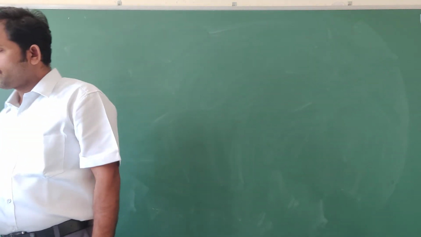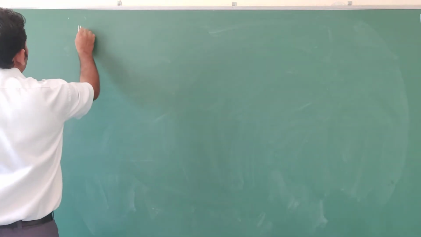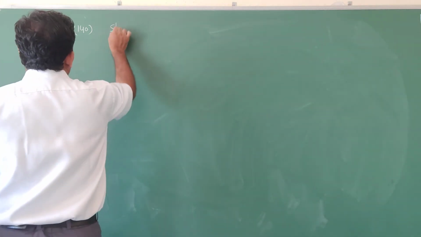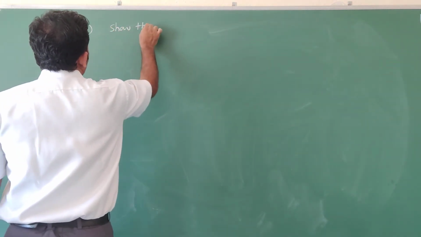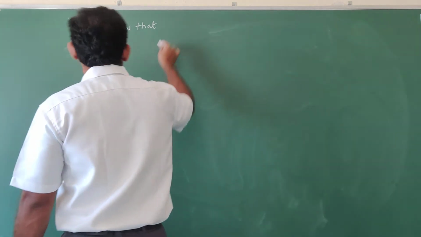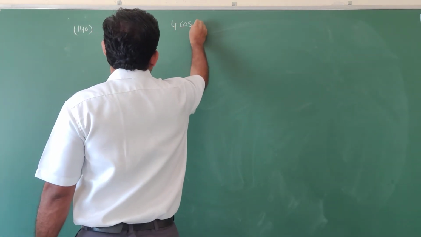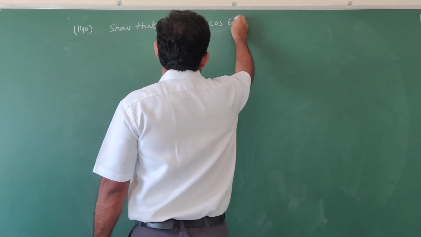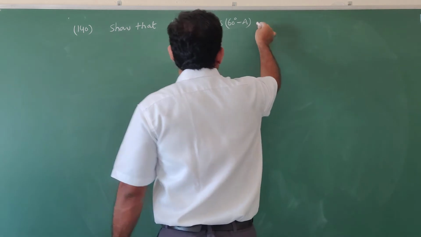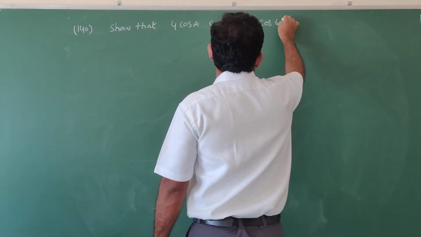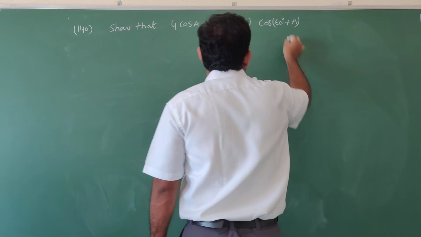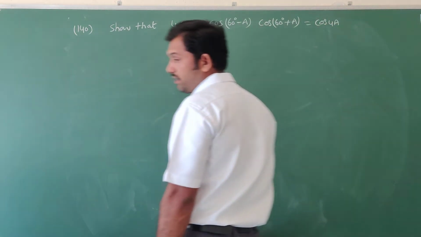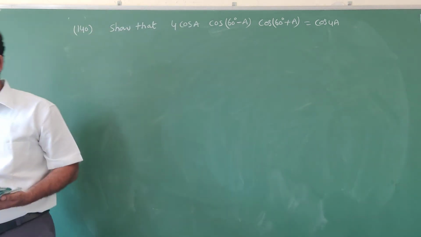Next question number 140. So what is given? Show that 4 cos A cos 60 degrees minus A cos 60 degrees plus A is equal to cos 4A.